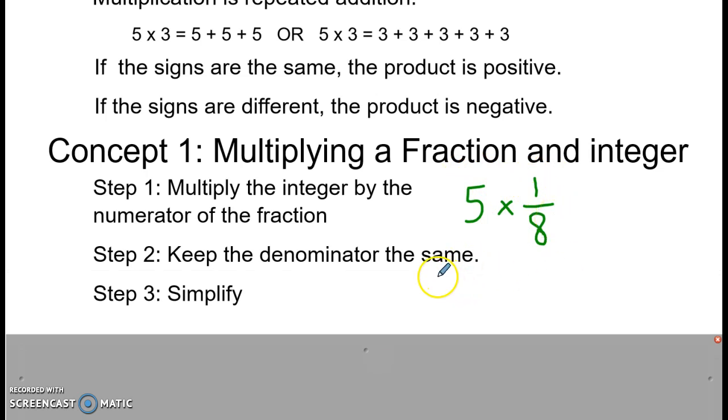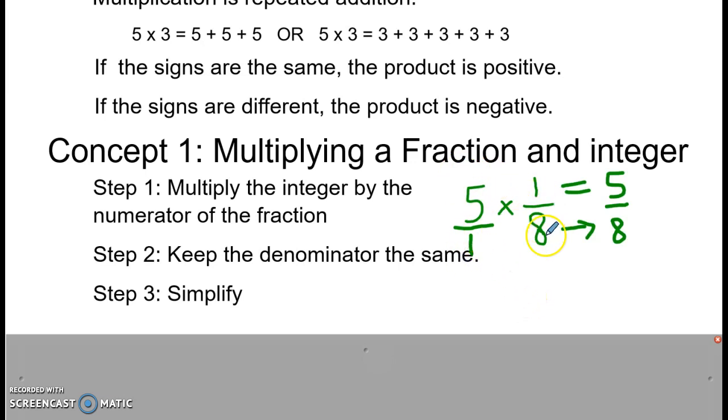Okay, so what we're looking at with this first concept is multiplying an integer by a fraction. Most of the steps stay the same. We take the integer and we multiply it by the numerator, so 5 times 1, and that's going to give us 5 in this case. And then we basically just carry over the denominator. And the reason we do that is every integer can be written as a fraction with 1 in the denominator.